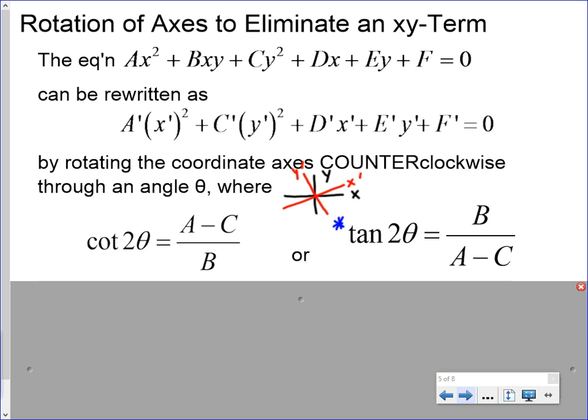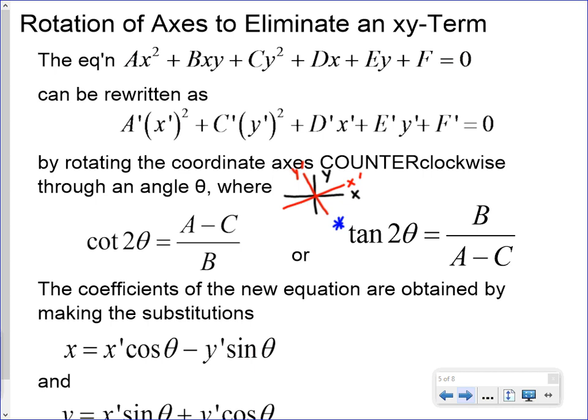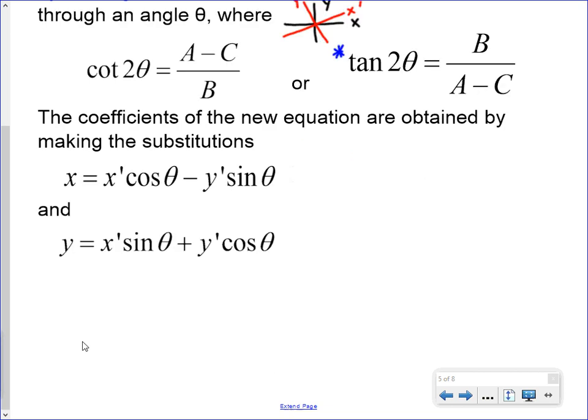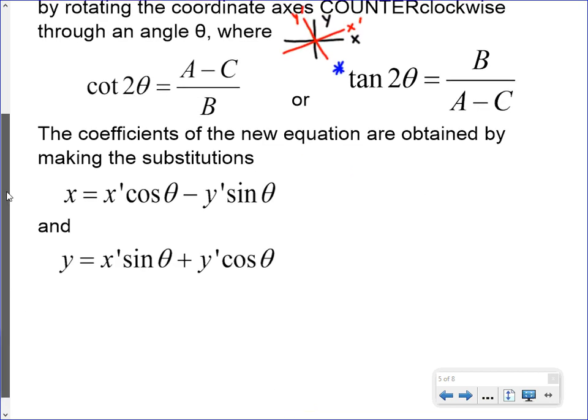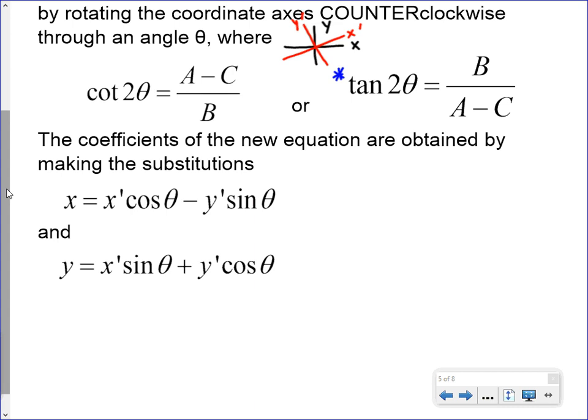Okay, and then we have a final statement. So how do we really do this? How do we change all these numbers? How do we get to these new things? Notice that your x's and y's are new x's and y's. So here's how you'll get those values, your new coefficients. The coefficients of the new equations are obtained by making the following substitutions. And you've got two of them, one for x and one for y.